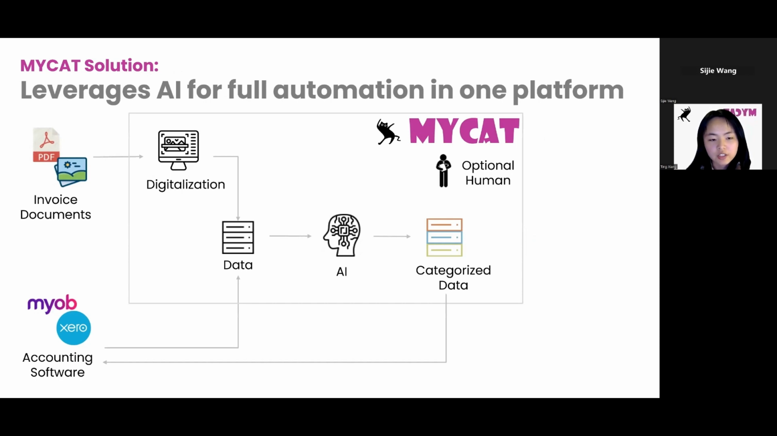The AI-powered categorization provided by MyCat enables end-to-end automation. This has been made possible by generative AI models such as ChatGPT and other large NLP models. This unlocks the potential to categorize data automatically and with high accuracy, also customization.